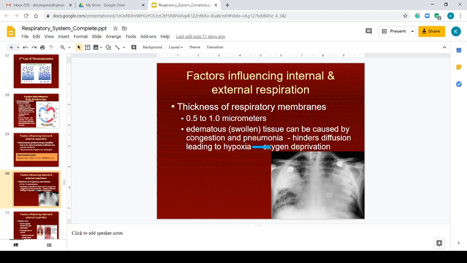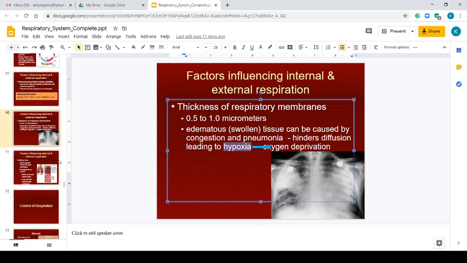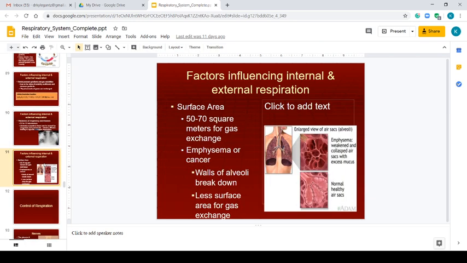All right, so the thickness normally is a half to 1 micrometer, right? If we start to get a swelling or thickness of this membrane, that is going to hinder diffusion, which is going to cause us to have not enough oxygen, oxygen deprivation, which we call hypoxia. Okay? So there's another thing that can affect this whole thing. Okay? Swollen tissues, respiratory membranes, all these different things can keep stuff from getting into them by diffusion.